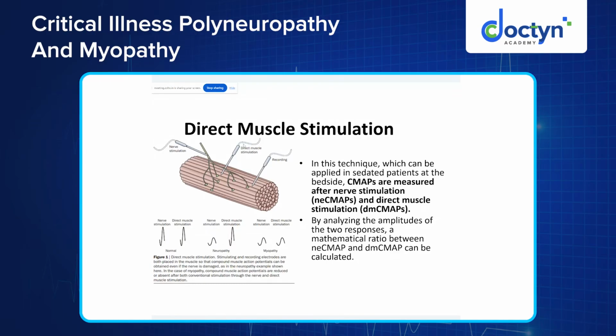So motor action potentials are calculated through the stimulation of the nerves. You assess the motor action potentials through the nerve stimulation, and direct muscle stimulation is also done. By analyzing the amplitudes of these two responses, a ratio between the CMAP and the DCMAP can be calculated accordingly.